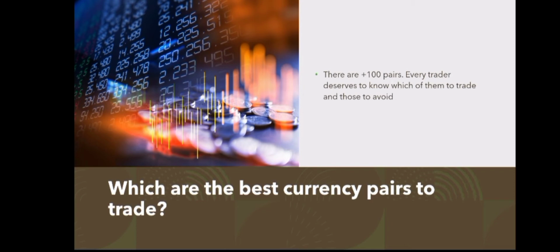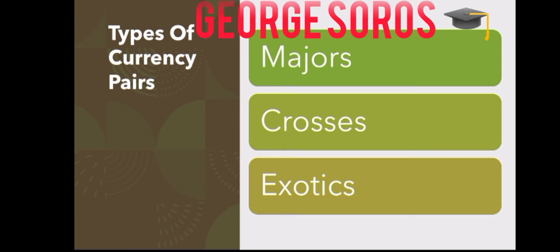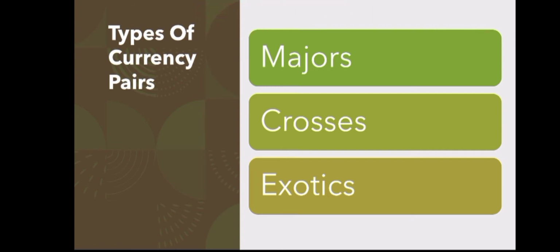So let's move straight into today's lesson. We have three types of pairs, or basically there are three categories of currency pairs we see in the market. We have the major pairs, we have the cross pairs, and we have the exotic pairs. As a trader, you need to know which of these pairs to trade and which of them to almost avoid every time in the market, unless you are some guru like George Soros and the likes. So let's delve right into it and understand what these pairs mean.